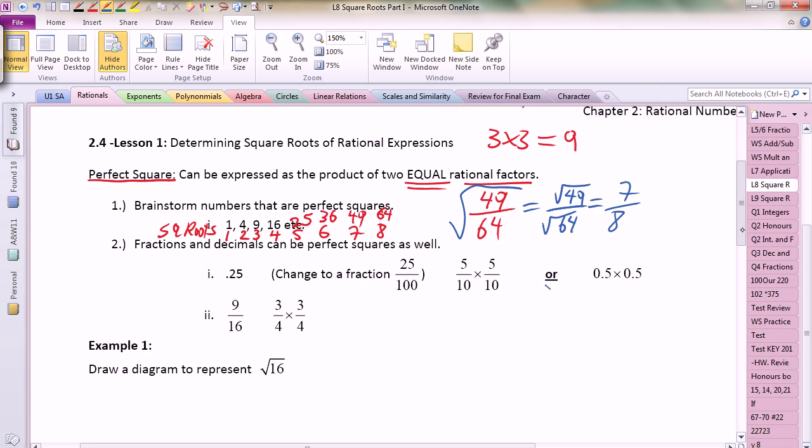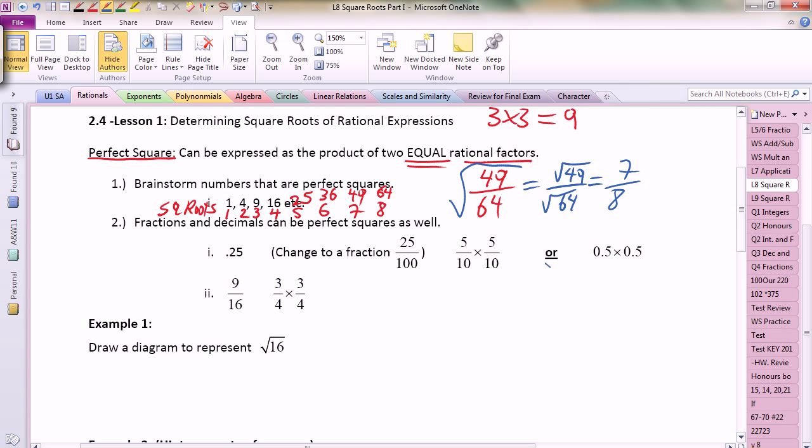Now if you have a decimal, you can change them into fractions. So 0.25 is 25 over 100. So if you're square rooting 25 over 100, it's square root 25 over square root 100. Square root the top, square root the bottom. Break it up.